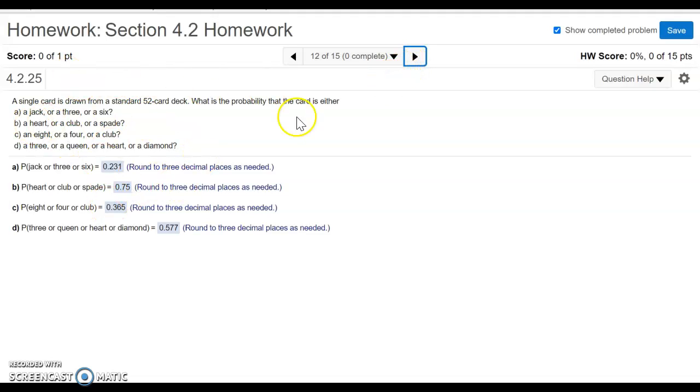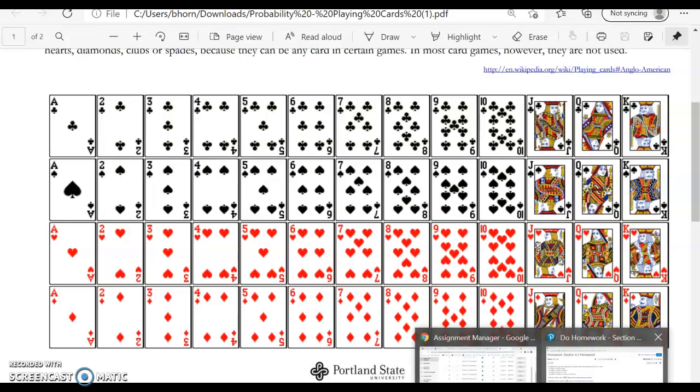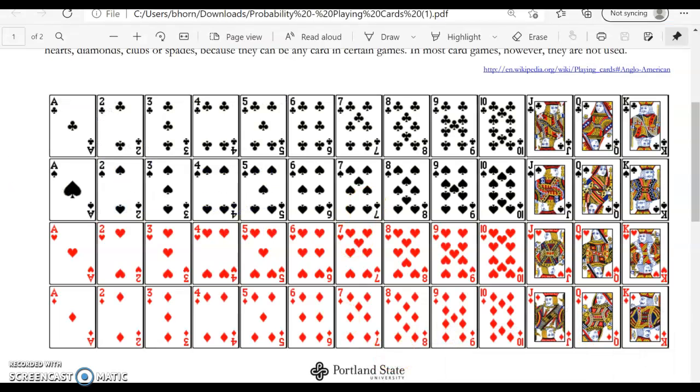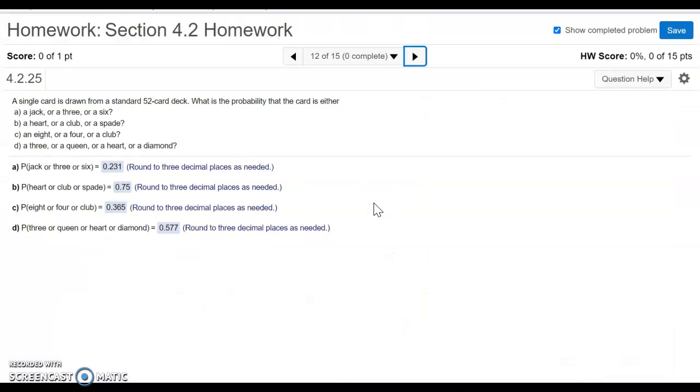Okay, this one is similar to that. We're asking about cards. So what you would do for a jack or a 3 or a 6, if you look at your cards here, you have 4 jacks, you have 4 3s, and then you have 4 6s. So that would be 12 out of 52.